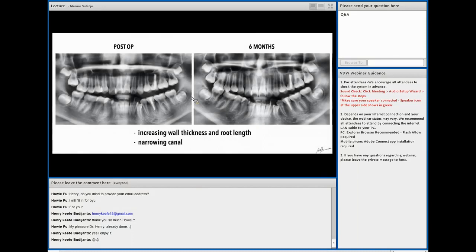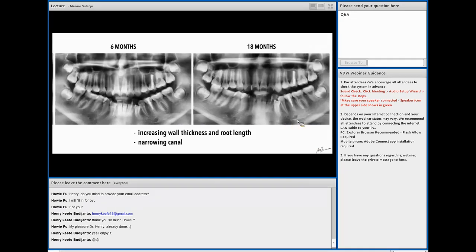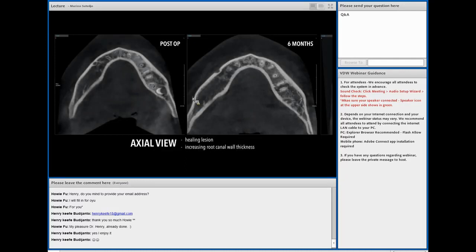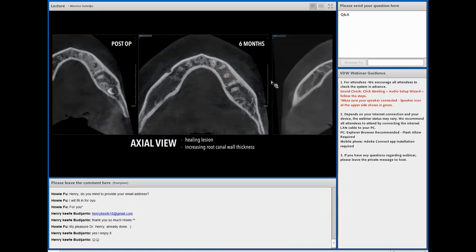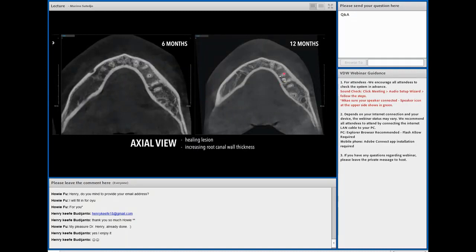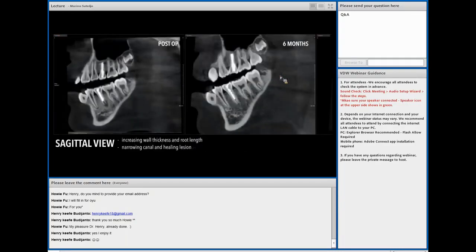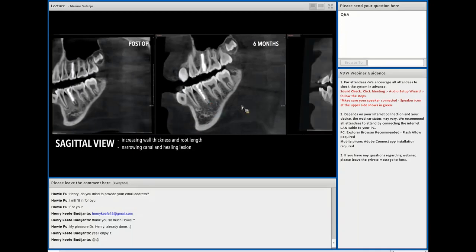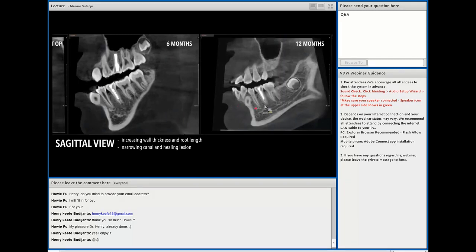And this is the OPG from post-op and 6 months. You can see now the lesion is healing and the width of the root canal is now smaller. So it means the wall thickness is increasing, and this is the 18 months. You can see it's almost completely closed, and this is the CBCT from post-op. You can see there is a lesion. At 6 months, the lesion is gone. The root canal diameter is smaller, and this is the 12 months. You can see now the wall of the root is thickening, and this is the post-op from the sagittal point of view. The lesion is gone, and once again the thickness of the dentin is evident.